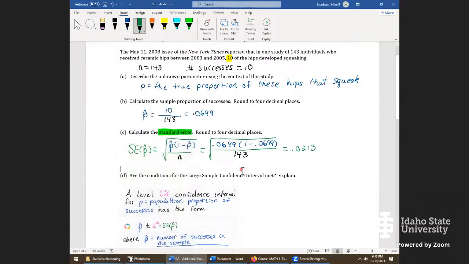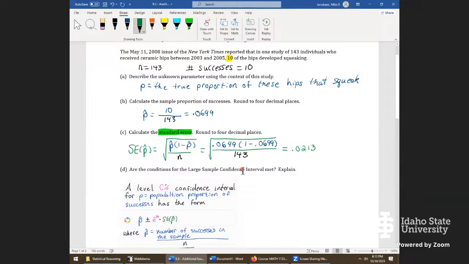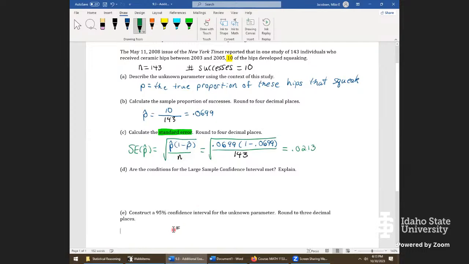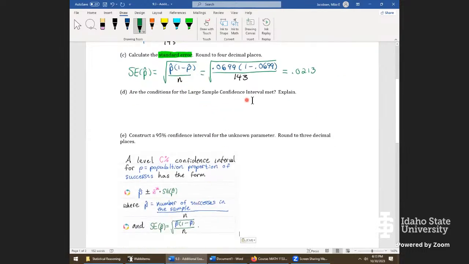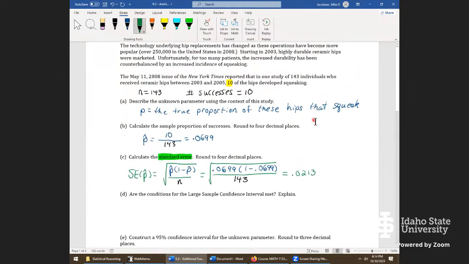So going back to the problem, we're just about ready to calculate the entire confidence interval. We have p hat, we have the standard error over here. All we're needing is a critical number, and we'll know what to use once they tell us the level of confidence in the problem. But part D is asking for something different. It's wondering, are the conditions even met for the large sample confidence interval? That's a great question. Let's go up above.